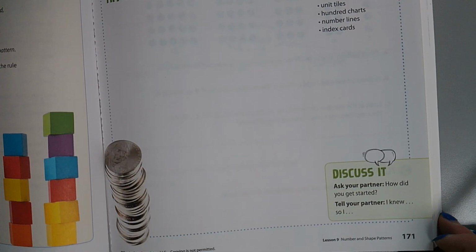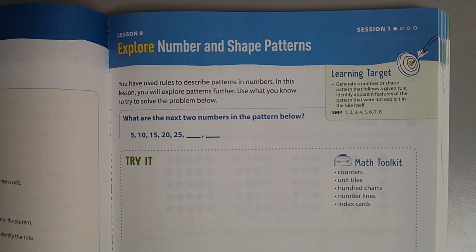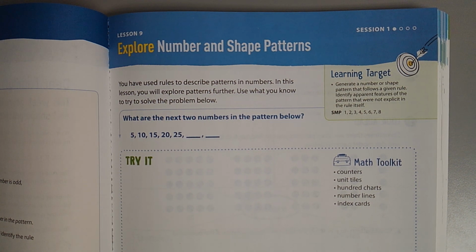So today you will be on page 171. We're on lesson 9, number and shape patterns. In this lesson, throughout the next 4 sessions, you will generate a number or shape pattern that follows a rule. Identify the apparent features of the pattern that were not explicit in the rule itself.